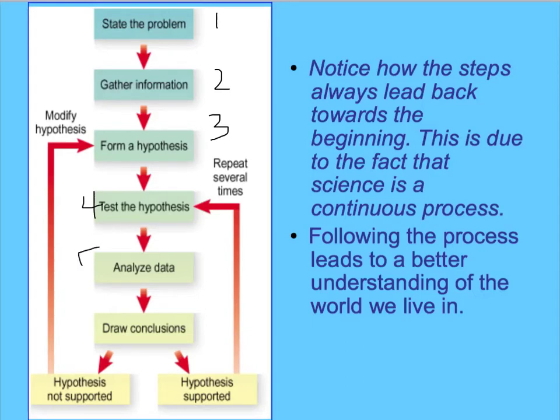Step 5, you're going to analyze your data. Once you've analyzed your data, then you can draw conclusions. So you've got 2 ways you can go. Either your hypothesis is supported or it's not. So let's look at hypothesis being supported. So you've done all your experiment, you drew your conclusion, you have come to the conclusion that your hypothesis is correct. So then what you're going to want to do is repeat it.